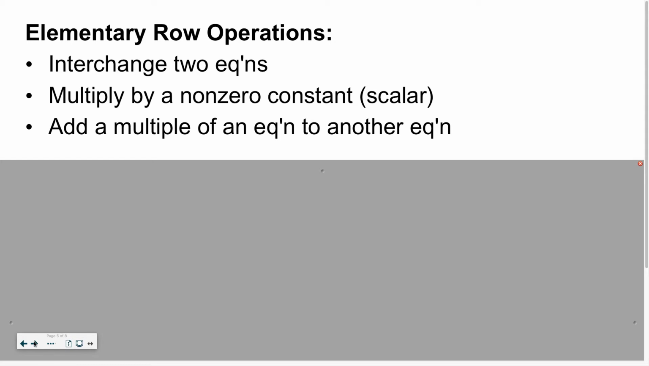The first bullet point is interchange two equations, which are two rows. That means if I want the third equation or the third row to be the first row, I could just swap them out. Okay, that's totally allowed. So you can move rows up or down, just move the other row accordingly.